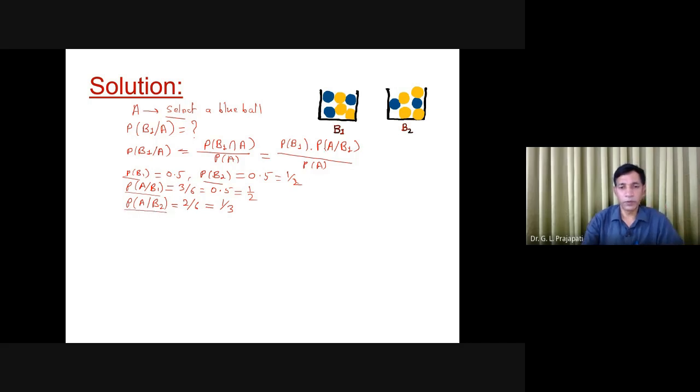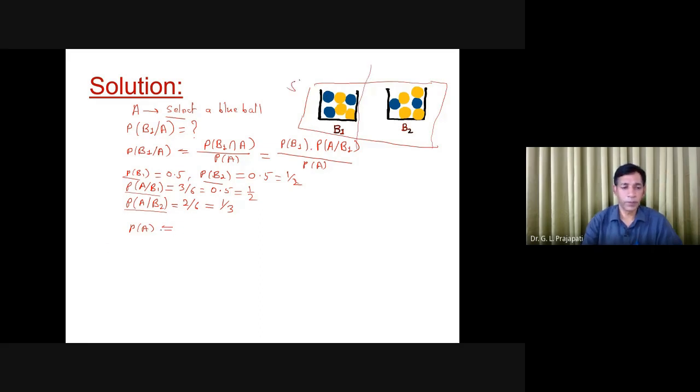You know the probability of B1 and the probability of A given B1. Now you need to know the probability of A, the probability of selecting a blue ball. Now for the blue ball, you are not specifying B1 or B2. This is for the whole sample space. This is the sample space here, and this is the partition.